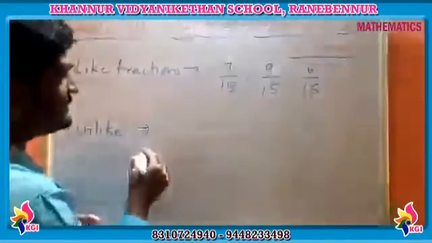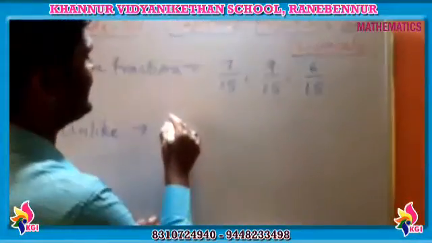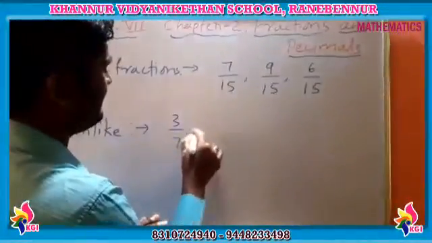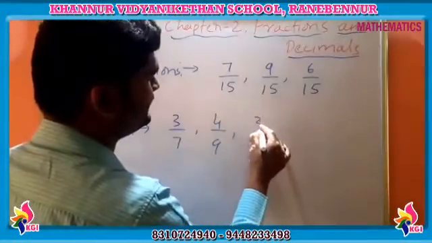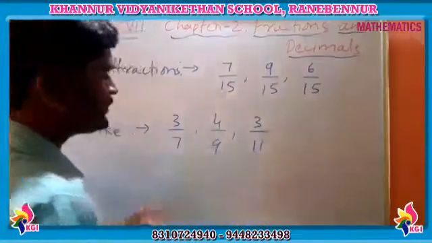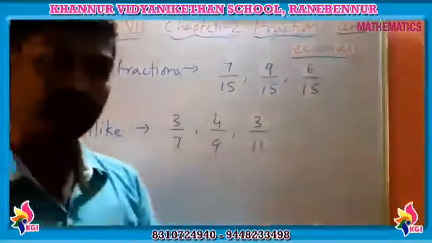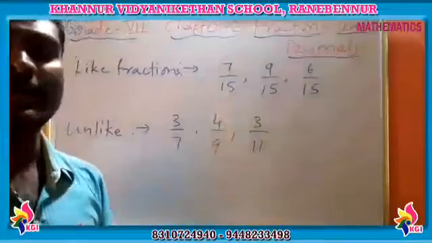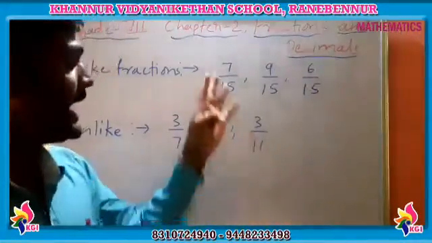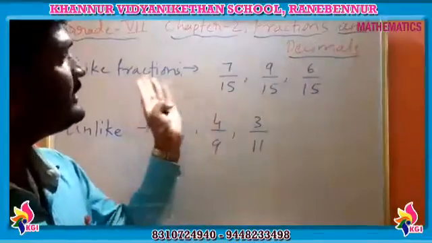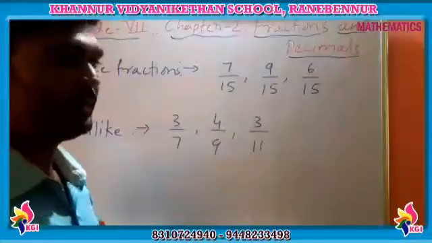Unlike fractions means the fractions containing different denominators. So I can write 3 divided by 7, 4 divided by 9. Okay, then next 3 divided by 11. So the denominators are different. If the denominators are different, then they are called unlike fractions. Understood, children? Now, as you know, like means there must be same denominators, unlike means different denominators.